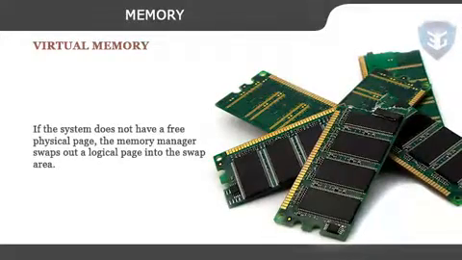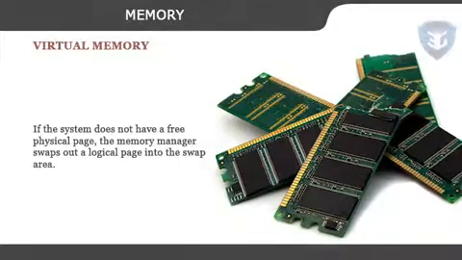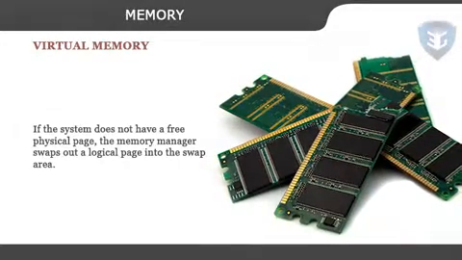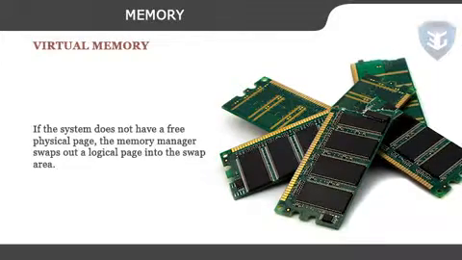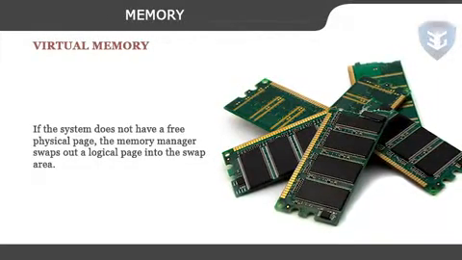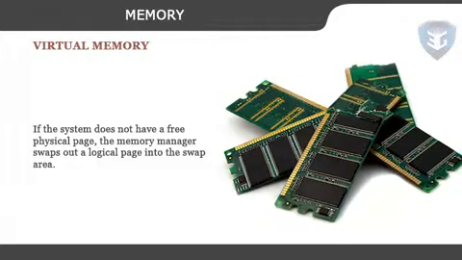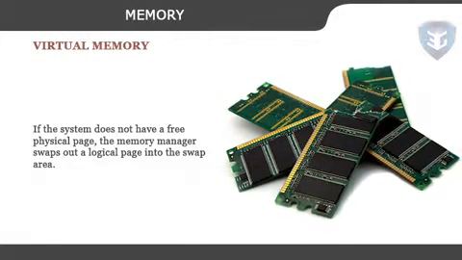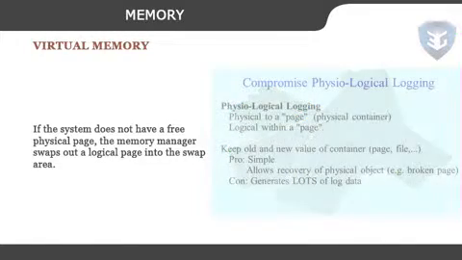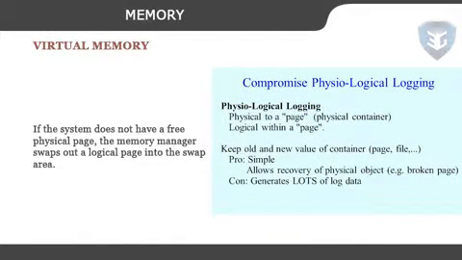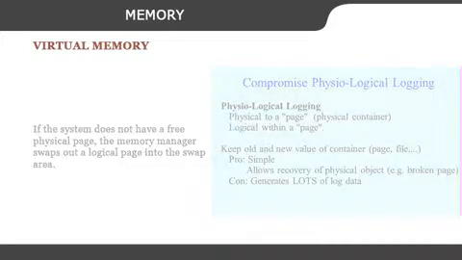If the system does not have a free physical page, the memory manager swaps out a logical page into the swap area, usually a paging file on disk, in Windows XP, pagefile.sys, and copies or swaps in the requested logical page into the now vacant physical page. The page swapped out may belong to a different process. There are many strategies for choosing which page is to be swapped out. One is LRU, where the least recently used page is swapped out. If a page is swapped out and then is referenced, it is swapped back in from the swap area at the expense of another page.